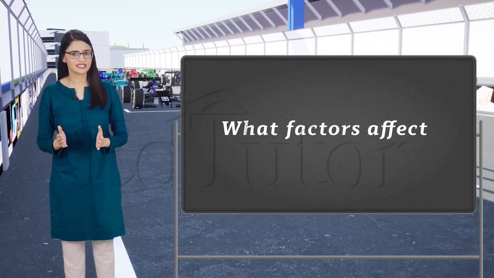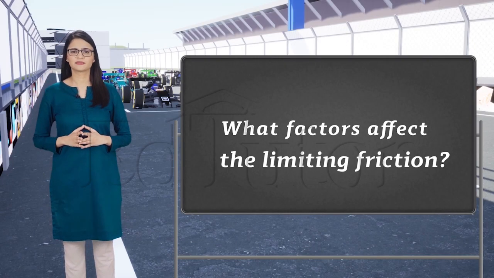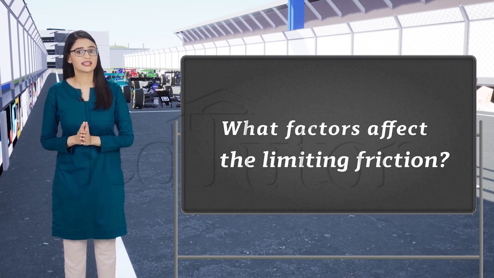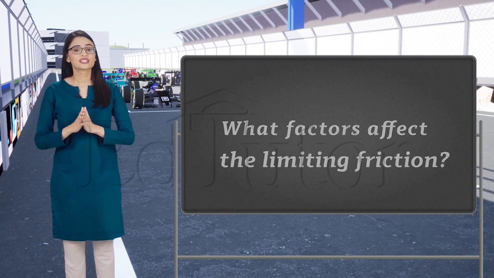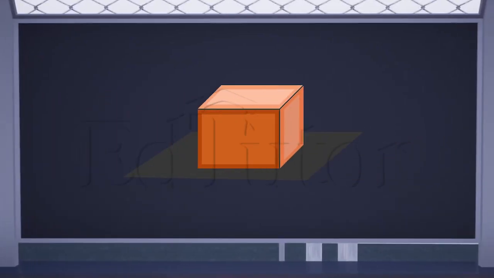Let's see what factors affect the limiting friction. Now, to understand this, let's consider this example on your screens. Suppose that you have a box of mass m lying on the table. The box is applying a downward force, Fg, which is also its weight on the table.